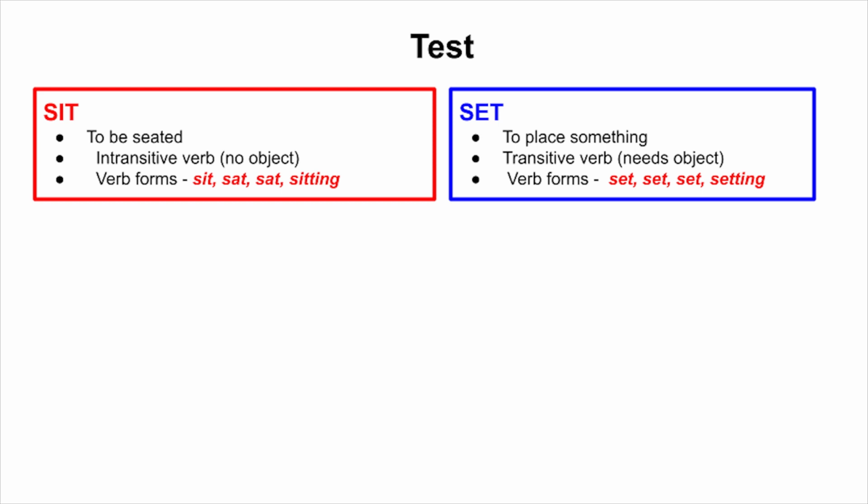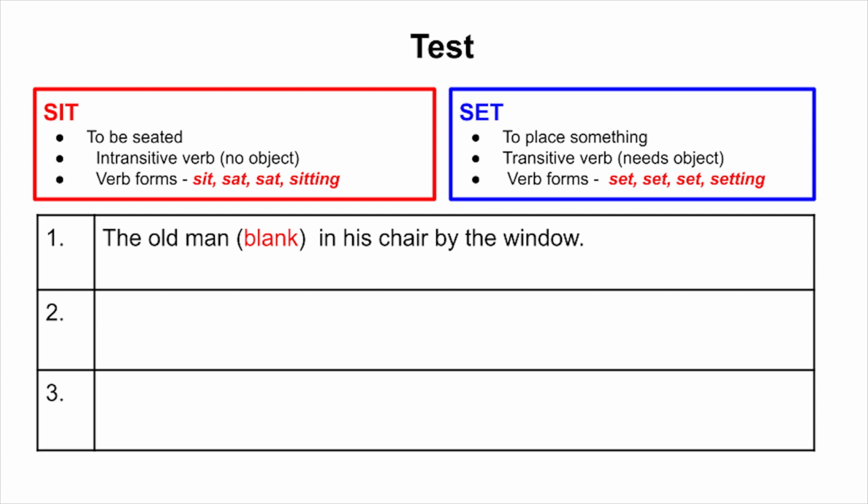Question number 1. The old man blank in his chair by the window. To get our answer, we may ask, is this a form of the verb sit, which means to be seated, or a form of the verb set, which means to place something? We can easily see this is a form of the verb sit. We may also ask, is there an object in this sentence? No, there's no object in this sentence.